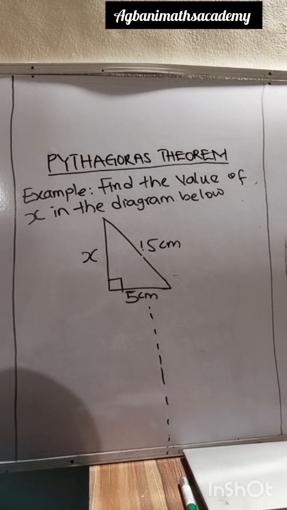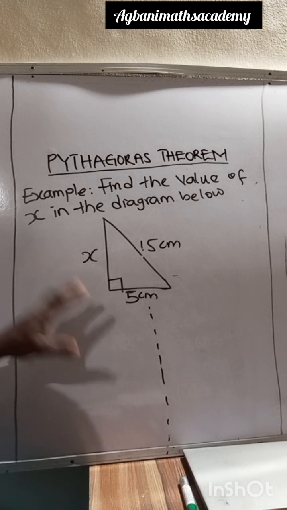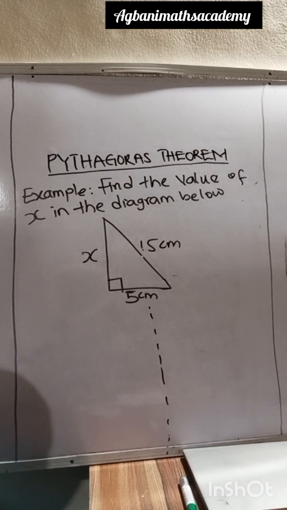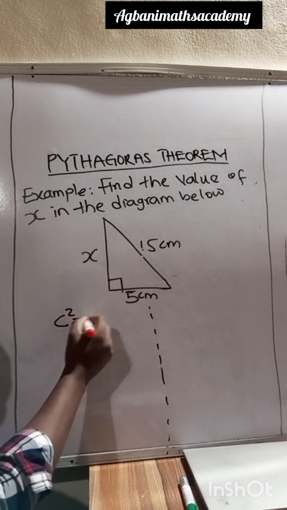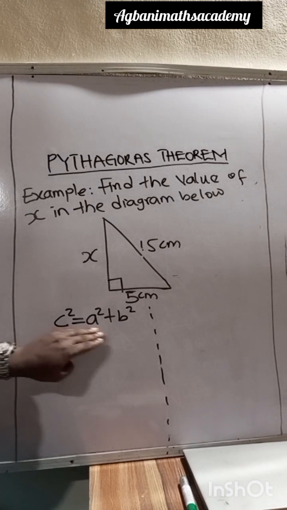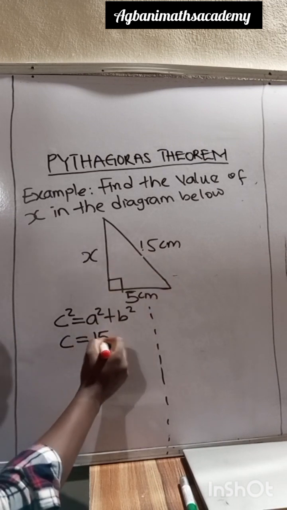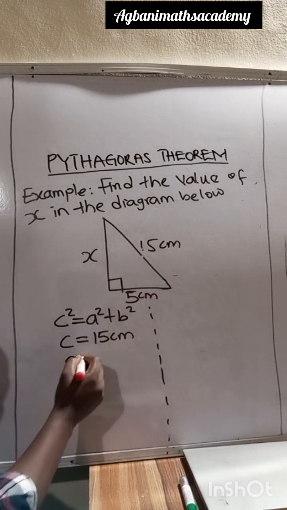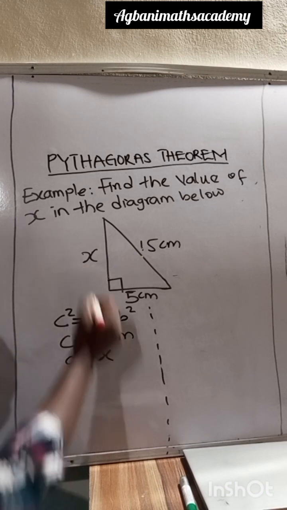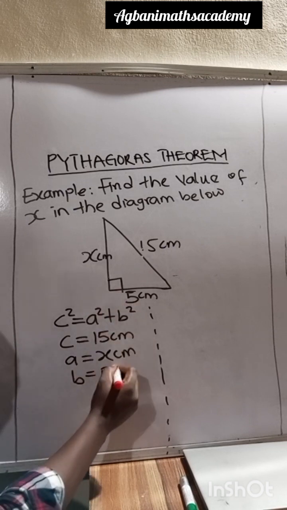So from what we've learned, what is the length of the hypotenuse of this triangle? 15. So the length of the hypotenuse is 15 centimeters because it's the side opposite the 90 degrees. So the first thing we do is write the formula c squared is equal to a squared plus b squared. Now let's identify all these sides. C is equal to 15 centimeters. A, let's call A x. A is equal to x centimeters. And B is equal to 5 centimeters.